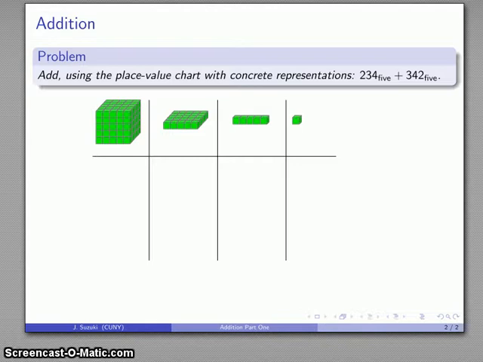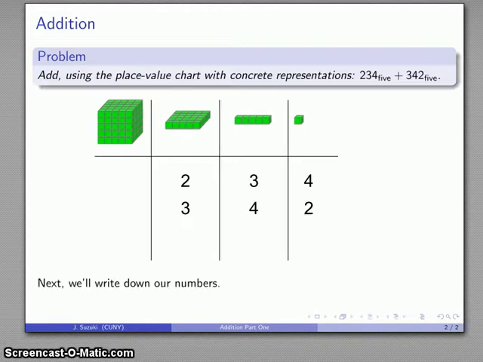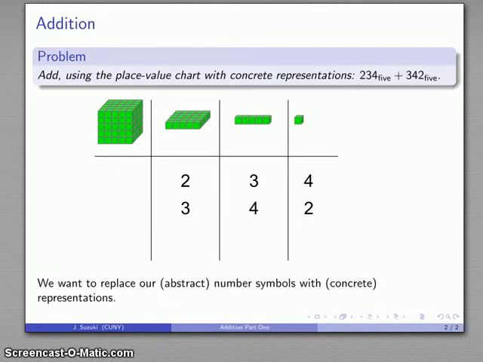So let's see. I'll go ahead and set down my numbers. My numbers are 2, 3, 4, base 5, and 3, 4, 2, base 5, so I'll set those down. And I want a concrete representation. These are abstract symbols that tell me how many of each of these that I have. So let's go ahead and write down a concrete representation. And I'll do that by replacing our abstract number symbols with concrete representations of what they are. So here I have 4 of these things. So rather than writing 4, I'll write down 4 of these little squares.